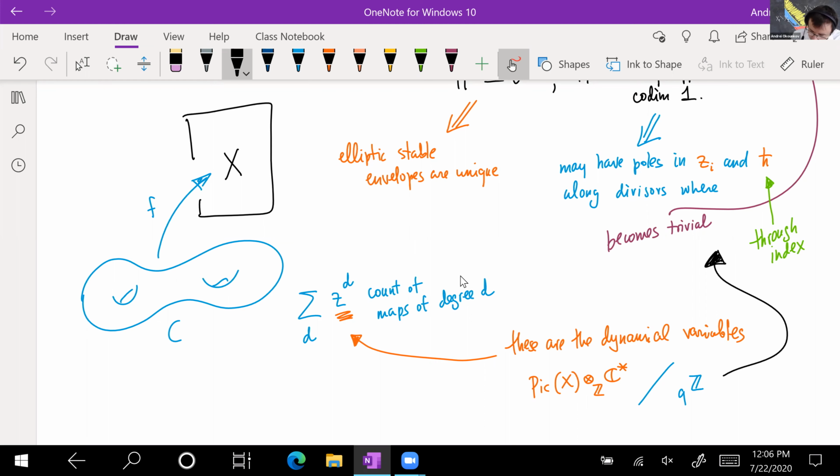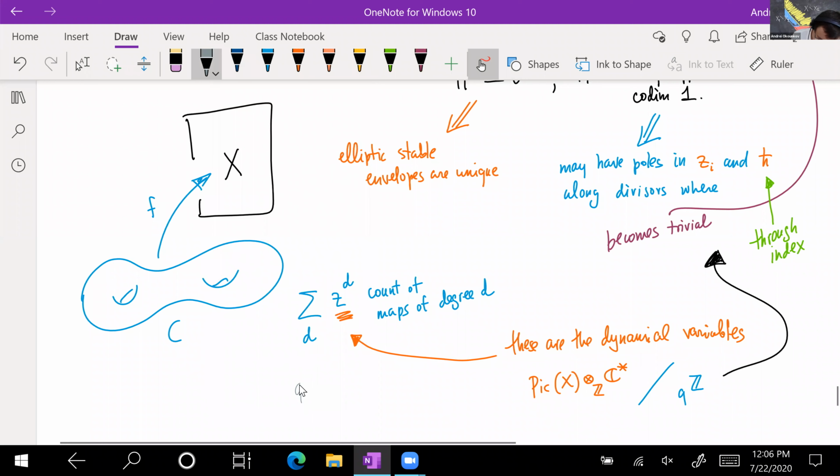So this would be understood in terms of things where Z appears explicitly. There's some kind of quantum computation. So Z is very quantum here.